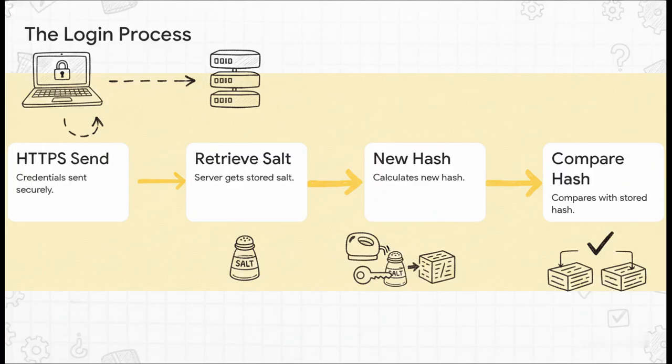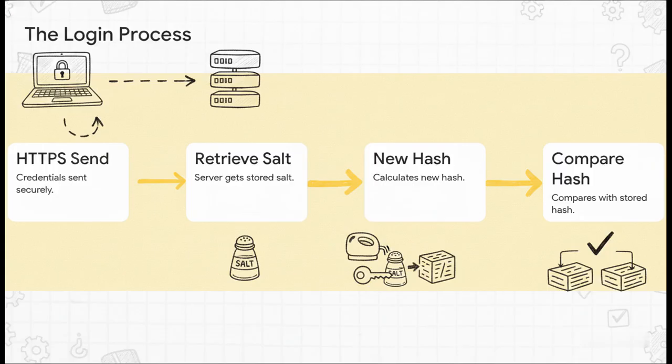This protects them while they travel across the open internet. In step 2, the server looks up your username and retrieves your unique stored salt from the database. Step 3 is where the magic happens. It combines the password you just typed with that retrieved salt and calculates a brand new hash right then and there. Finally, step 4, it compares this newly calculated hash with the hash it originally stored when you registered.